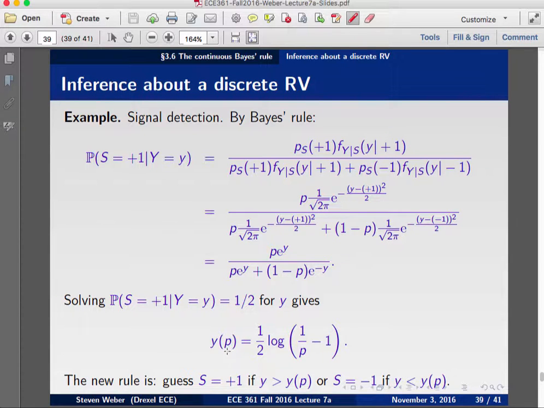And the way to think of y of p is, if I tell you p, the probability or fraction of symbols that are plus 1 in the transmission sequence, then this is the critical value for y, such that if you observe a y above y of p, you guess plus 1, and if you observe a y less than y of p, you guess -1.